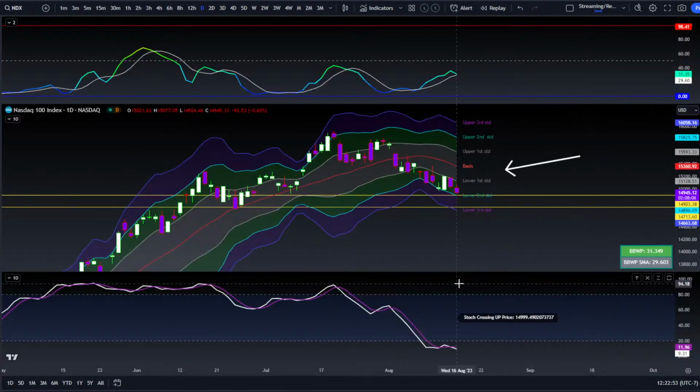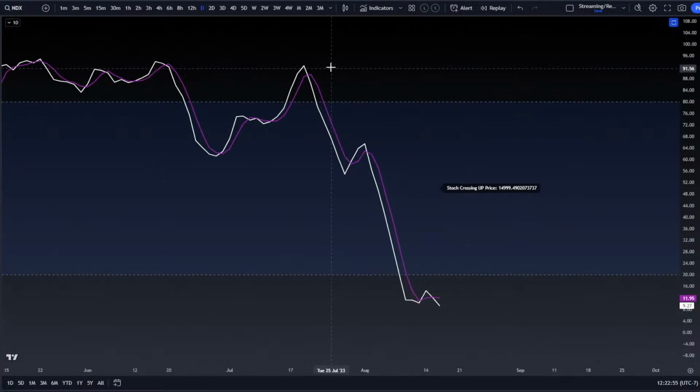Does momentum support this? Yeah. 15,000 would be the pivot to turn things back up. Of course, that's going to update today.